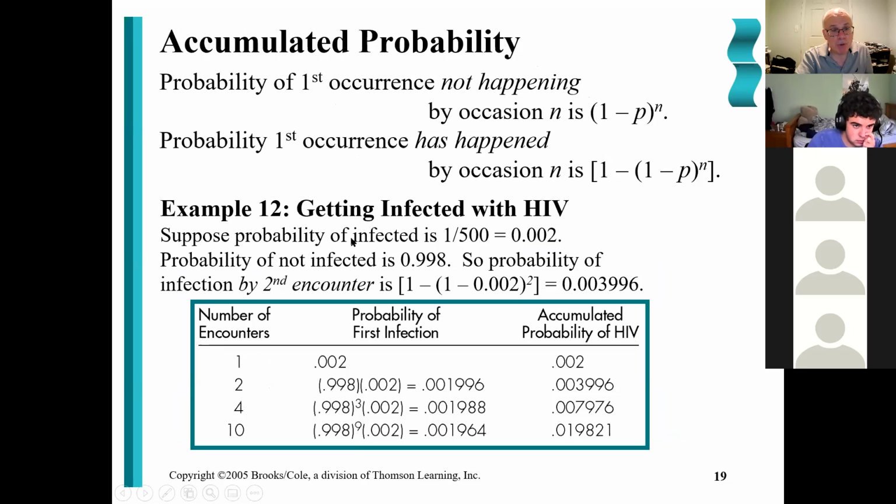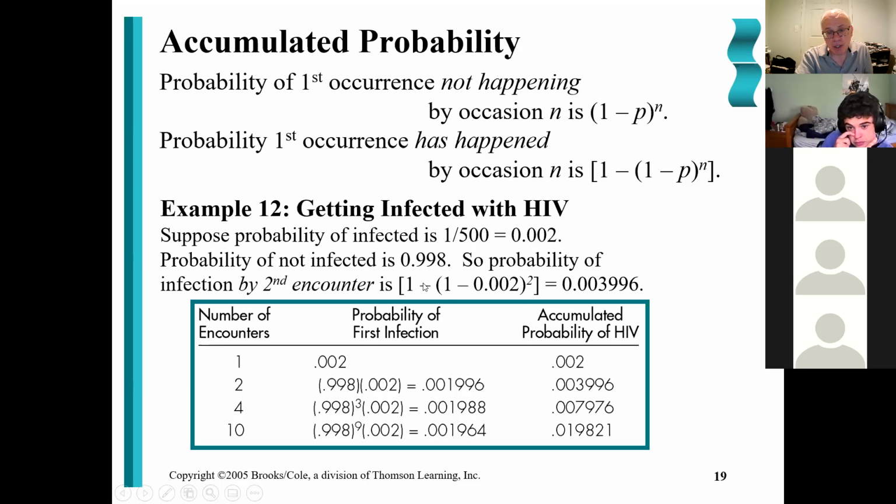For example, suppose the probability of being infected with something, HIV here, God forbid, is 1 divided by 500, which is 0.002. That means the probability of not being infected is 0.998, right? 1 minus 0.002 is 0.998. Suppose you want to know the probability of infection in a second encounter with somebody who has HIV, it would be 1 minus 0.002 squared.